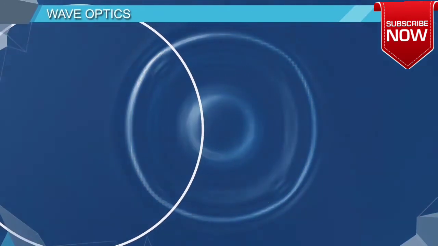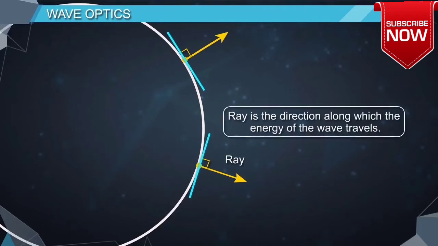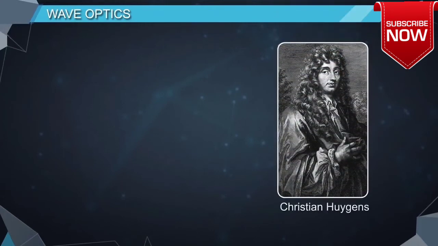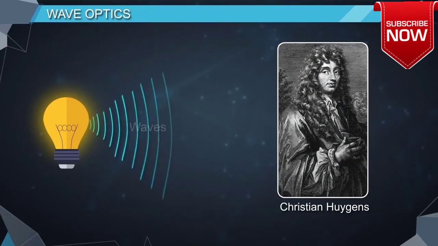Now, draw a tangent at a point on the wavefront. Then, a line drawn perpendicular to the tangent at that point is called a ray. The ray is the direction along which the energy of the wave travels. Christian Huygens applied the same theory to the light and proposed that light travels in the form of waves.